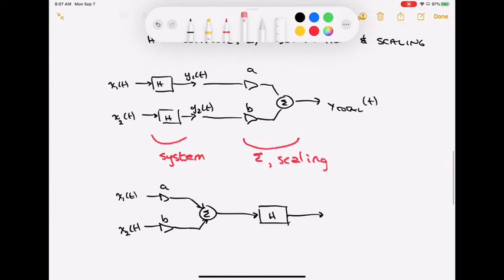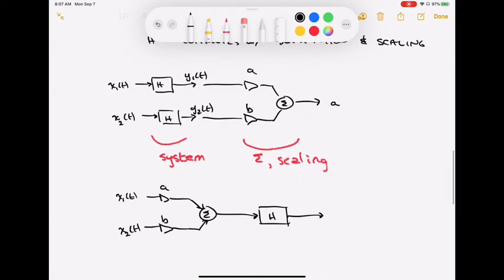I probably could have done a better job on this other one. Let's change that output just a tiny bit. Let's draw that as just the direct thing that it says in there, ay1 of t plus by2 of t. This other one, we had what? We had an ax1 of t plus bx2 of t. That's feeding into our system, and we're going to get some y total of t coming out of there.